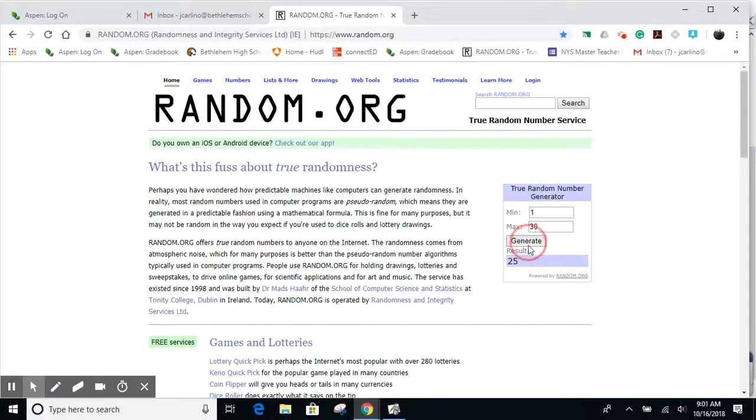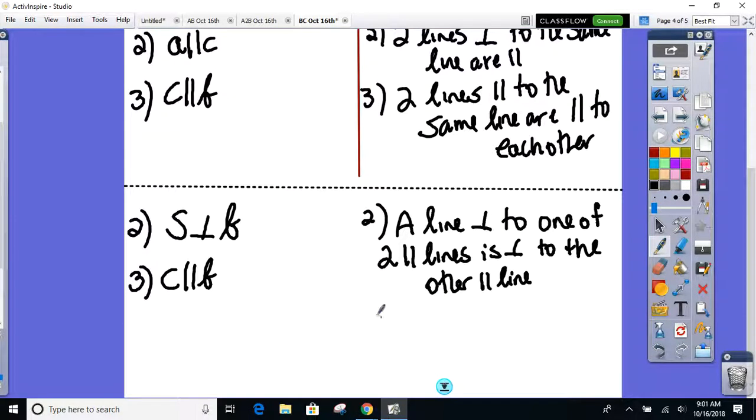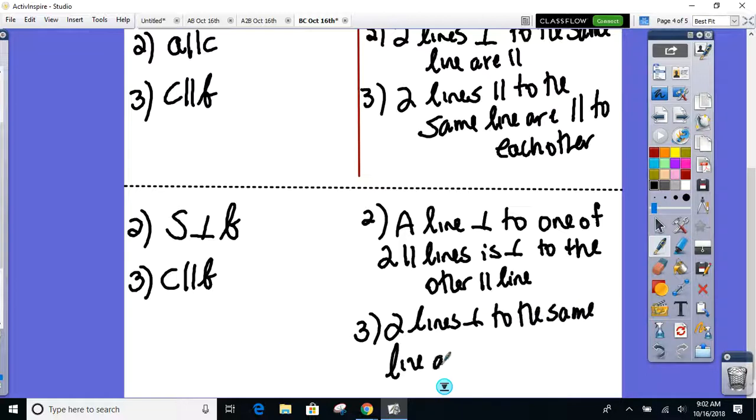What do you notice about lines B and C? Lines B and C are both perpendicular to S, the same line. And what's our theorem say? If I have 2 lines perpendicular to the same line, those 2 have to be not perpendicular, but parallel to each other. And I come out with C parallel to B again. Just a little different method. So 2 lines perpendicular to the same line are parallel to each other. Okay? Little different method of getting there.